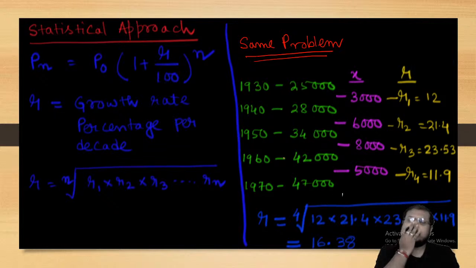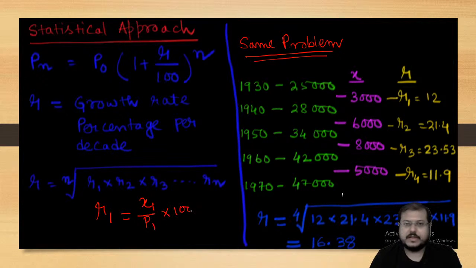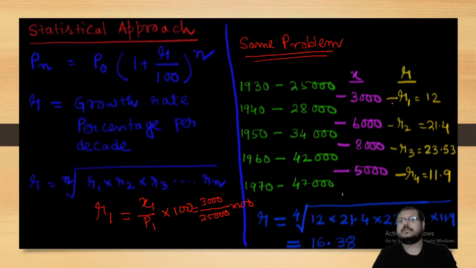Now we need to calculate the R values. Now what are the R values? So here, for this case, R1 is actually equal to X1 by P1 into 100. X1 is 3000, P1 is 25,000. So it's nothing but 3000 by 25,000 into 100, and the value is 12.